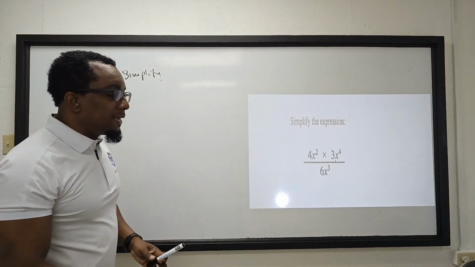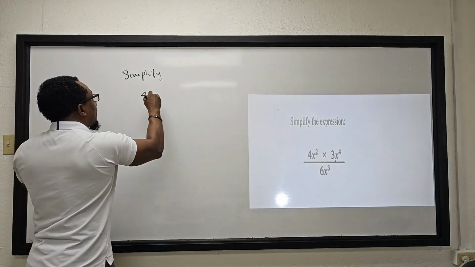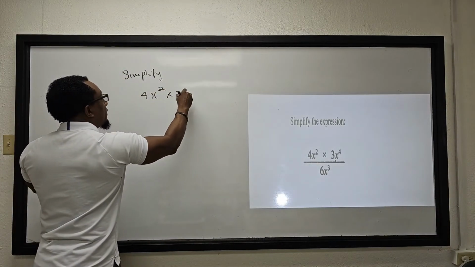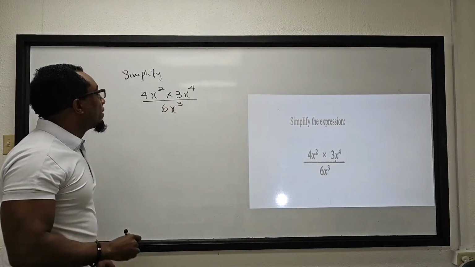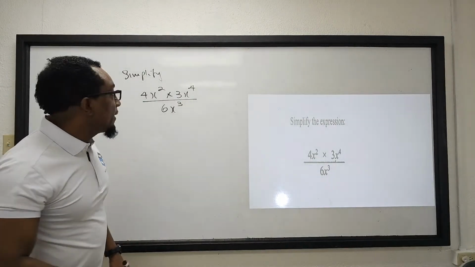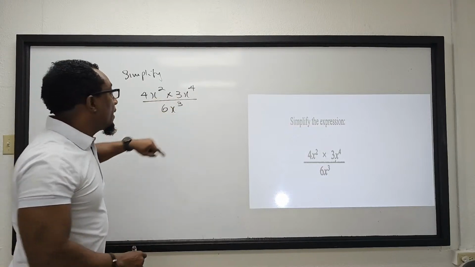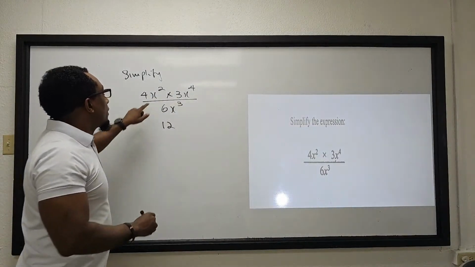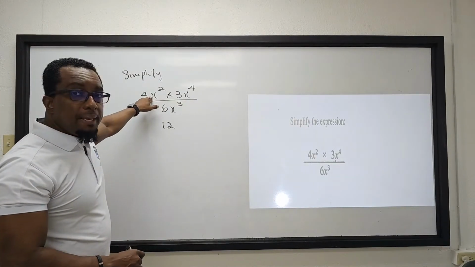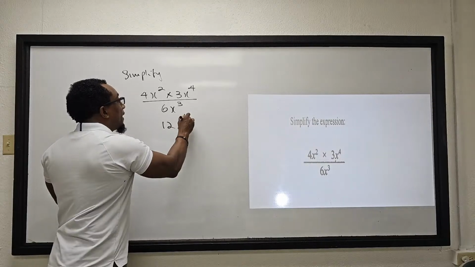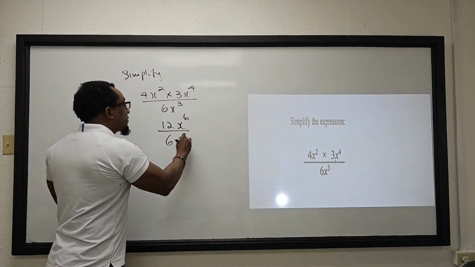So what is a simplified? So this is a combination of both multiplication and division. 4x squared times 3x to the power of 4 over 6x cubed. So let's work out what is in our numerator. So I can multiply the coefficients. 4 by 3 is 12. x to the power of 2 by x to the power of 4. We have the same base. We keep the base x and we add our powers. And of course, we have 6x to the power of 3.